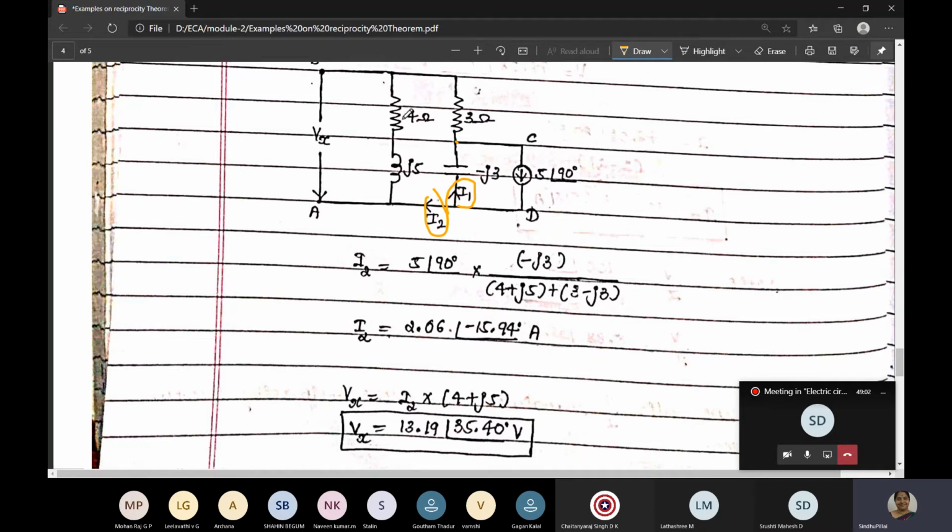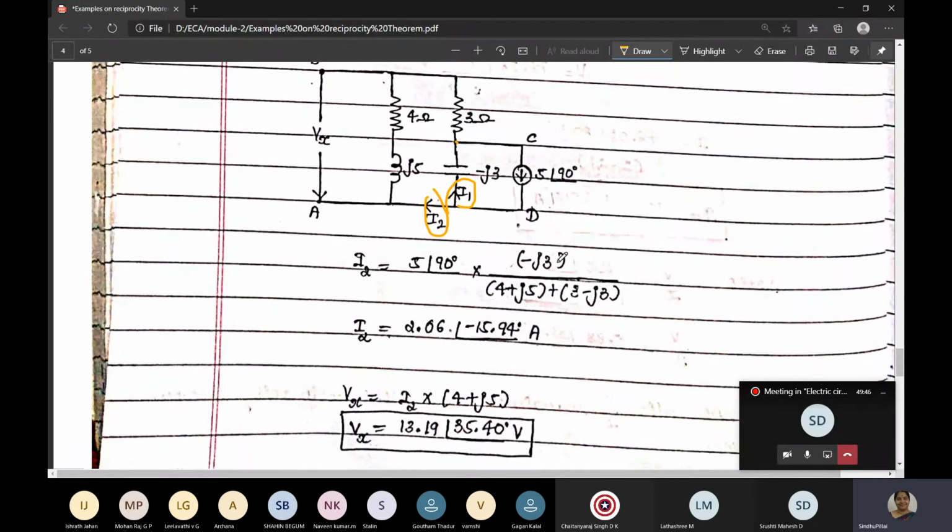So 4 plus 3 is 7, 7 plus J5. Getting it? I will show you now. First we will find out the current I2. To find out the current I2, what is the main current? 5 at an angle 90 into minus J3. Why is it minus J3? Because this is the branch where I want the current. The opposite to this branch is only minus J3. For this branch, the opposite branch is minus J3.